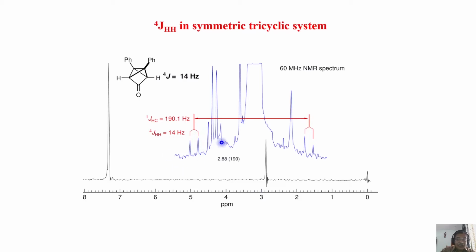You see a doublet here and here. These doublets correspond to coupling between this proton and this proton. Because of symmetry, you will see a single peak. But when you look at the satellites, this separation, center of this to center of this, gives you CH coupling, and this doublet separation gives you 4-bond proton-proton coupling, which is of the order of 14 Hertz.